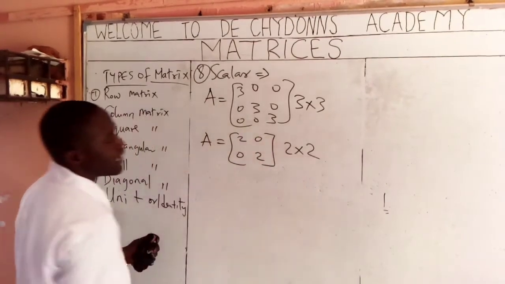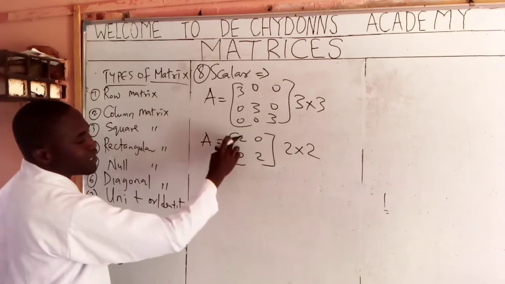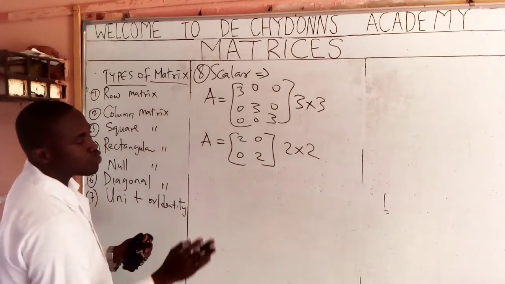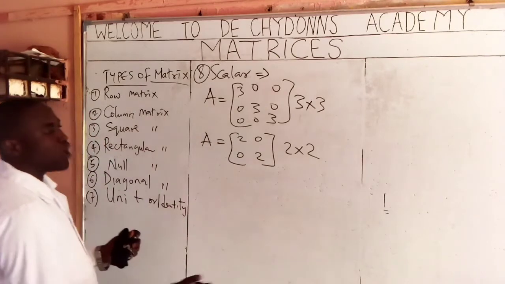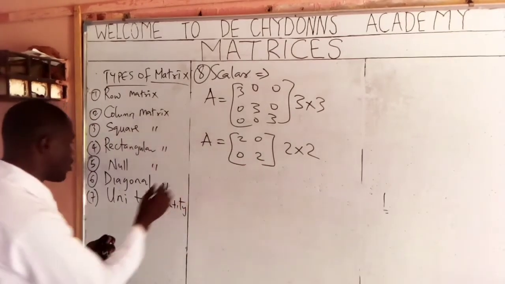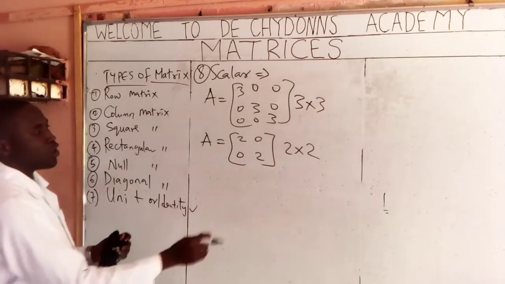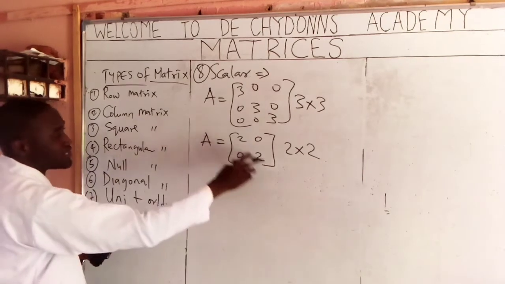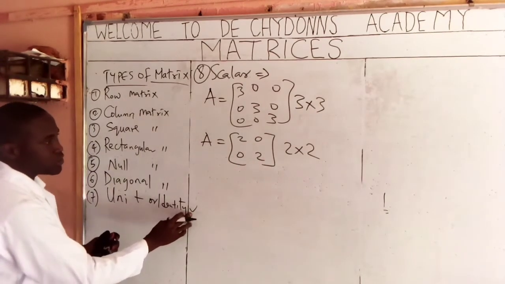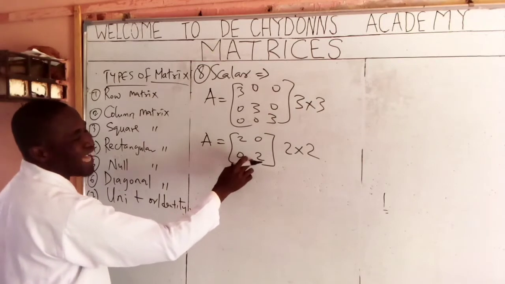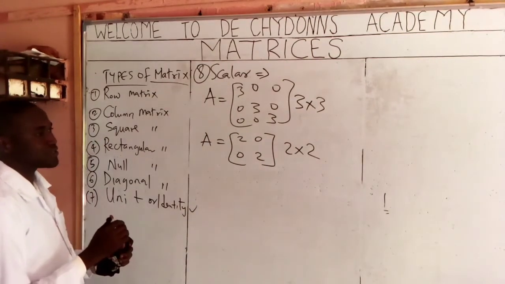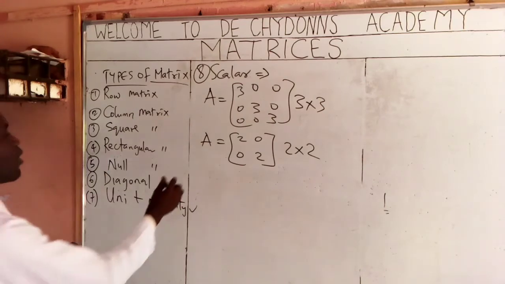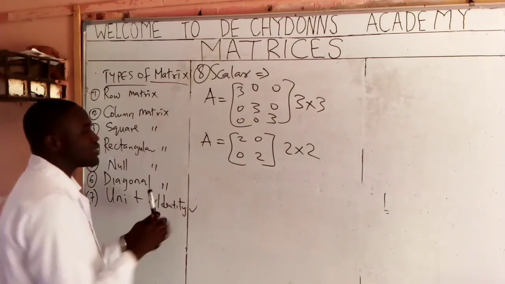And this is a 2 by 2 scalar matrix. So the diagonal elements are equal but not equal to 1. Once the diagonal elements are equal to 1, you know it is a unit matrix. But once the diagonal elements are not equal to 1, you know it is a scalar matrix. So we go to the next type of matrix, called the singular matrix.